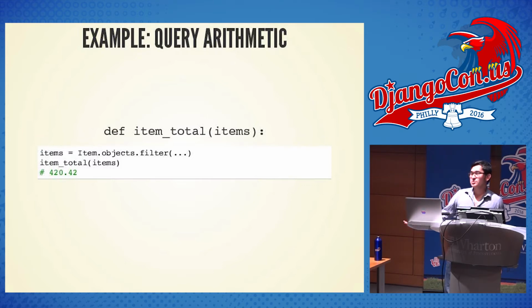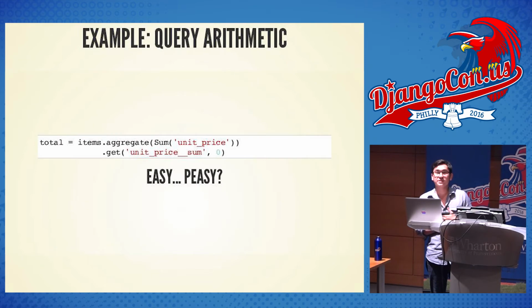So you decide to write a function called item total that takes in a set of line items and returns the total. At first you might be saying, oh, I totally know how to do this, easy peasy. Let's just use a sum aggregate across our query set, and then get the value out of the resulting dictionary. But let's recall for a second how we defined that model.